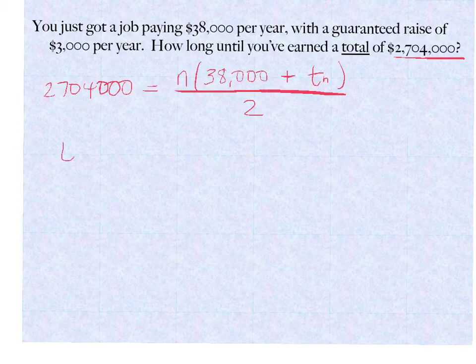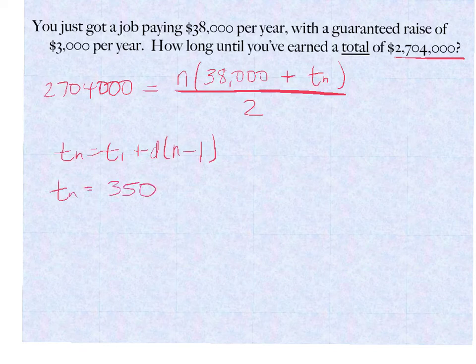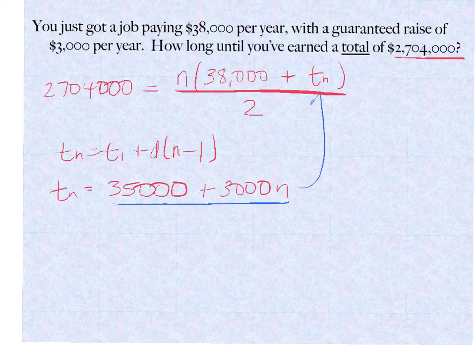So if we go back to the explicit arithmetic formula, we can plug in, or we can just use our shortcut, and we end up with 35,000, which would have been what you made the year before you started. And that's going to be plus 3,000n, because that's our difference for each year. So what we can do now is a simple substitution, a really easy system. That can come into this place.